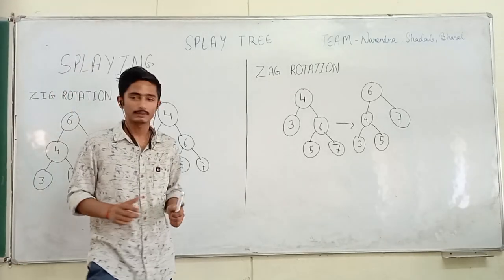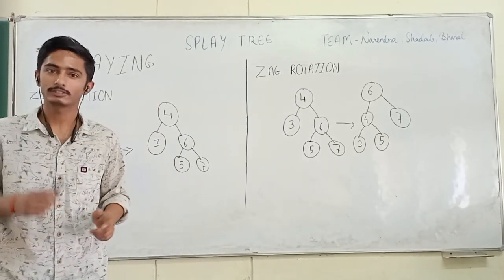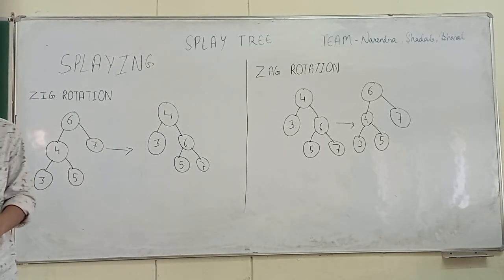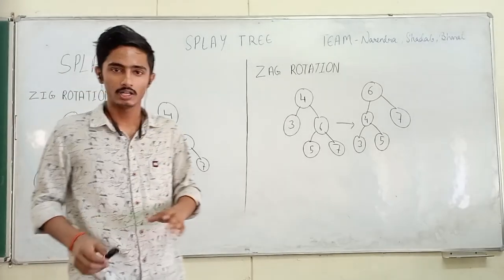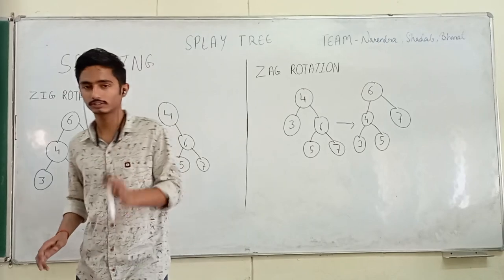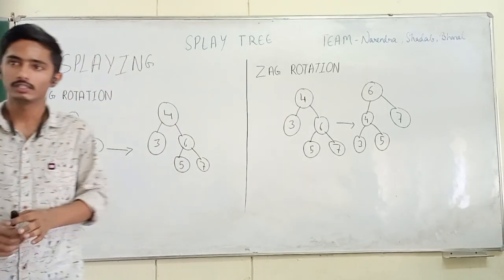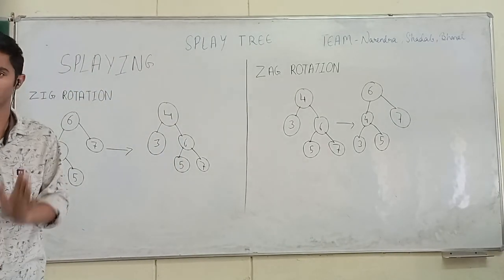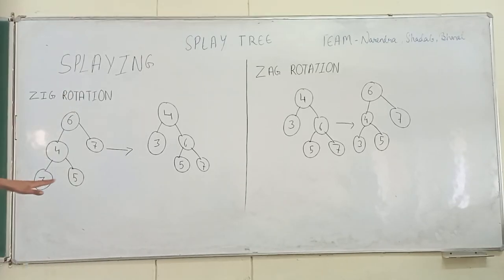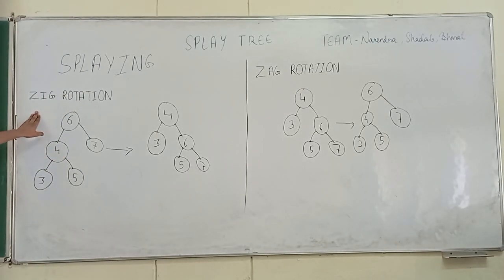Hello, as my friend Narendra told about splay trees, now I will tell you about what is there in splay trees. Basically, we have 6 kinds of operations in splay trees. These are just rotations. So first is zig rotation. We call it a right rotation also.